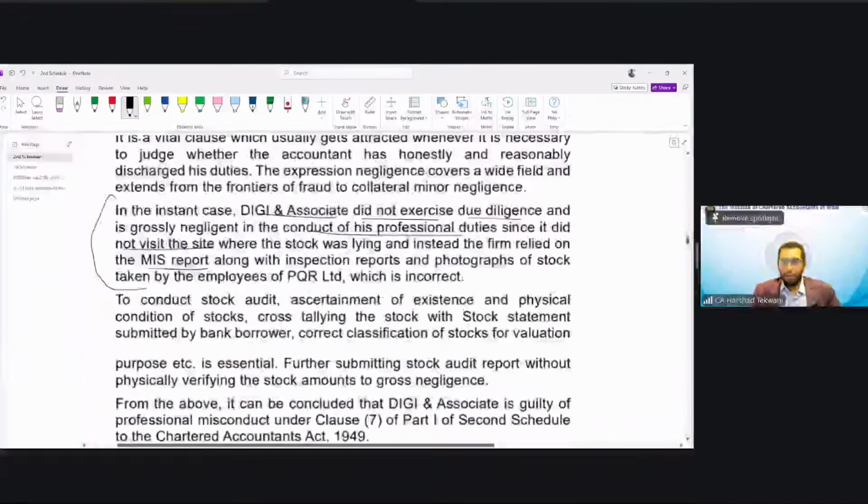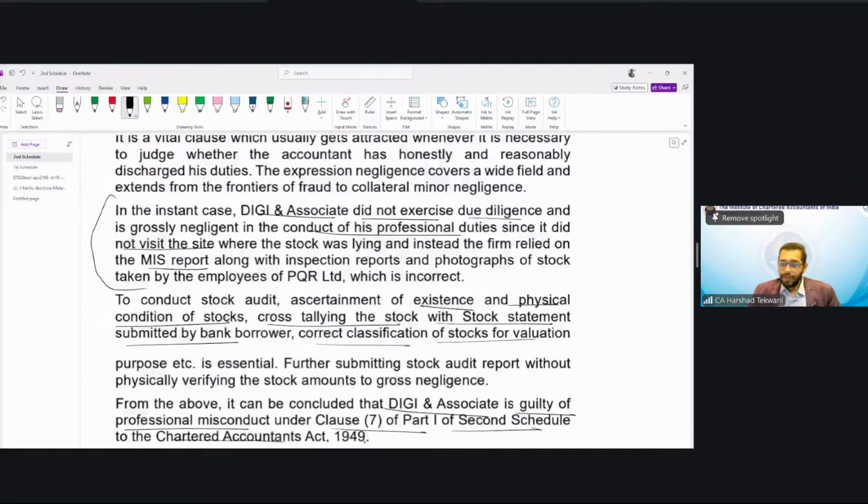And to conduct the stock audit, you need to verify the existence and the physical condition of the stock, as we discussed, cross-tallying the stock with the stock statement submitted by the bank borrower, correct classification of the stock, valuations. There are multiple things you need to perform, which were not performed. As a result, DIGA and associate will be held guilty of professional misconduct under clause 7 part 1 of the second schedule of the CA Act. So this is how you need to write your answer.